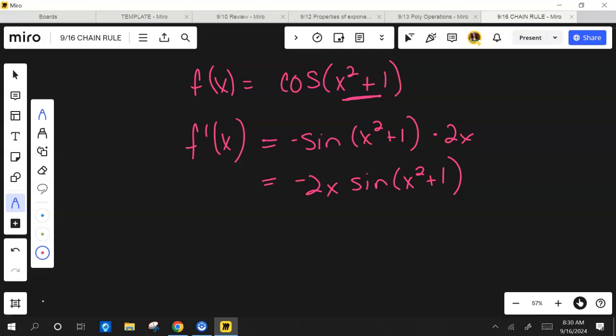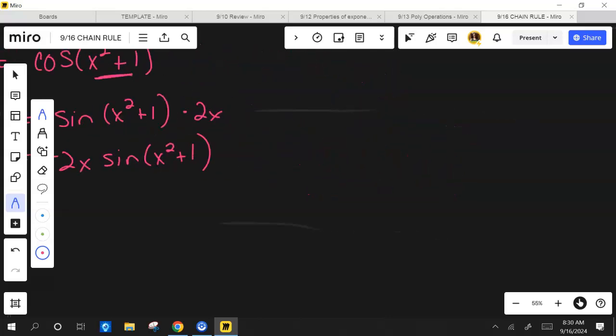It's just easy to forget to do it. Yes, you could. You could have a double chain, a triple chain. Let's try another one. Y'all say this is easy.